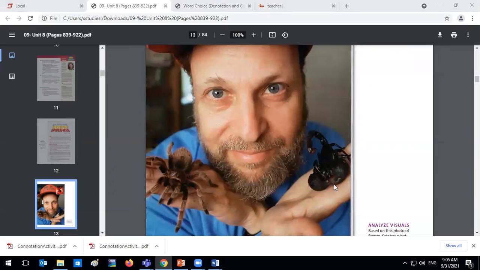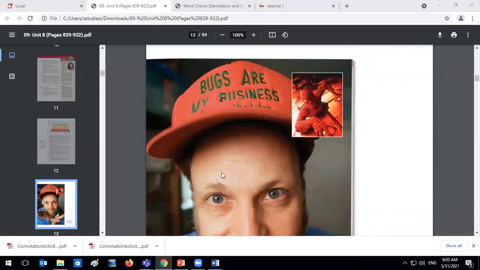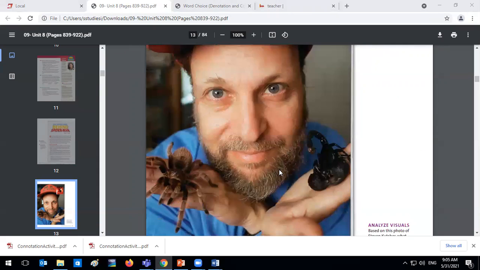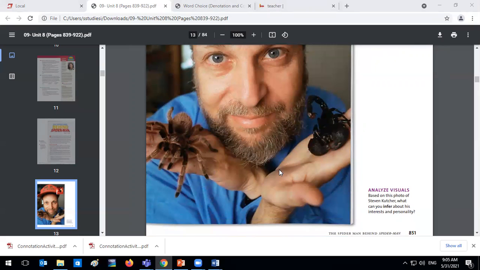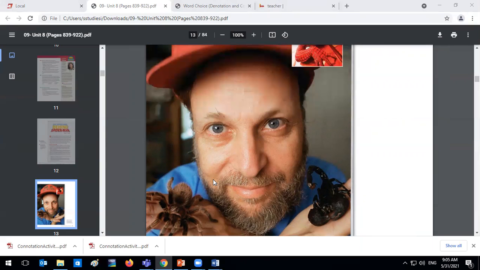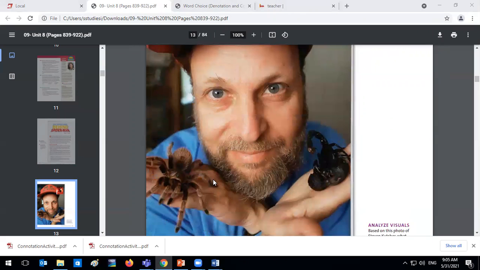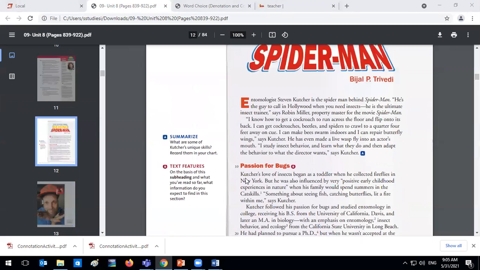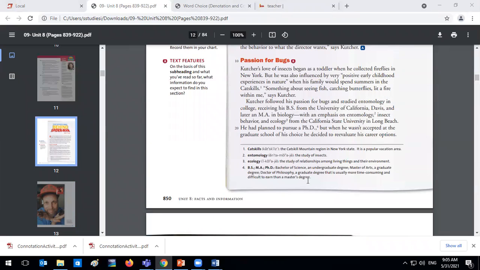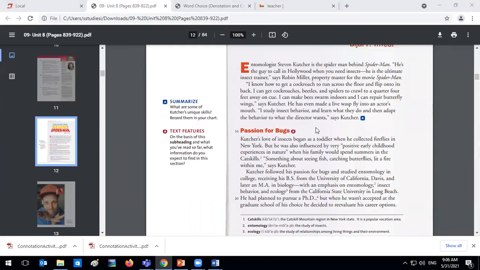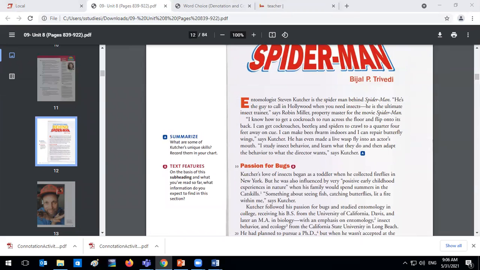So from the way that he's holding these bugs or insects, and from his hat, what do you think his passion is, or what do you think is interesting for him? What does he like to deal with or work with? Insects, right? That's absolutely correct. So Stephen Kutcher is an entomologist, and this is his career. He studied entomology, and entomology is the study of insects.